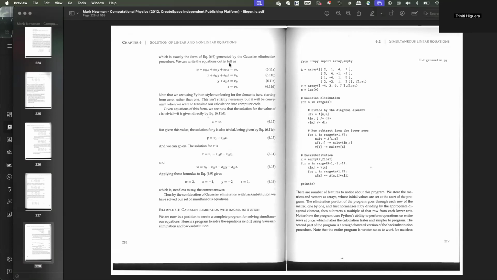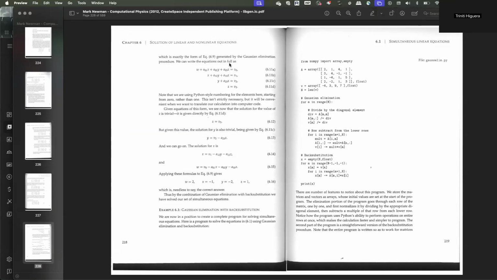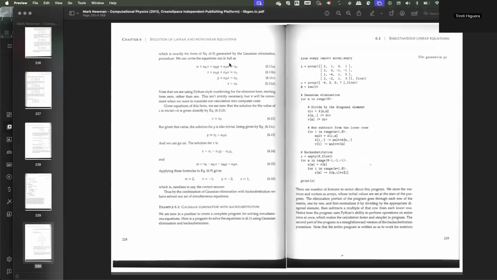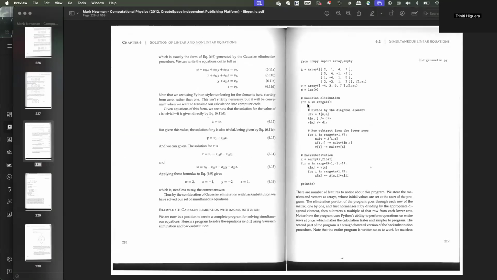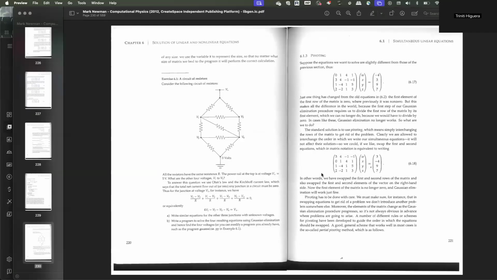So now let's combine these two different concepts together: the Gaussian elimination with back substitution. So let's see. Oh, excuse me, this is an example. Sorry, I didn't do that example specifically.